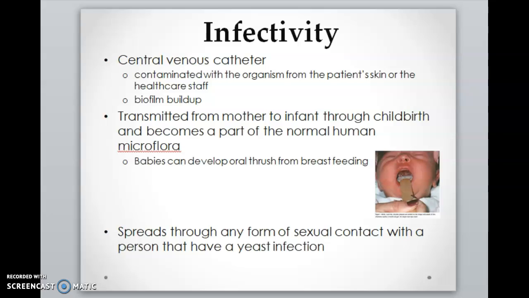And then sometimes a baby will develop oral thrush from breastfeeding, and that is because Candida albicans lives on the mother's skin. And to the right is a picture of oral thrush on a baby's tongue, and it has white residue on the tongue. Candida infection can spread through sexual contact with a person that has a yeast infection.